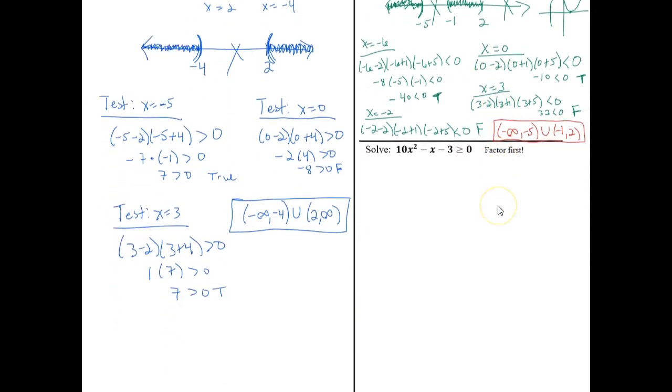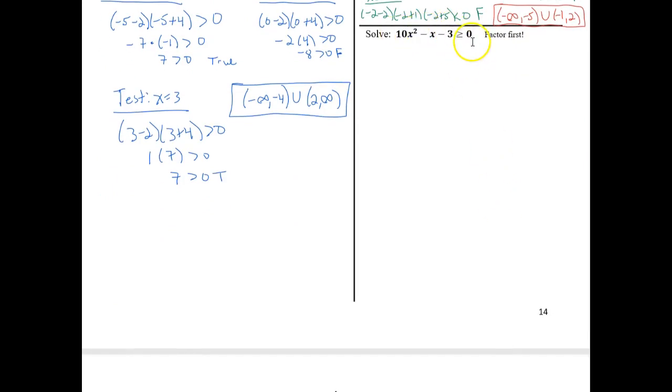Alright, let's look at this next example here. It's already all on one side, so set it greater than or equal to 0, but we have to factor. So we are looking for factors that will multiply to -30 and add to -1. I'm thinking 5 and 6. One of them has to be negative, and that needs to be the 6, so it will add to -1.